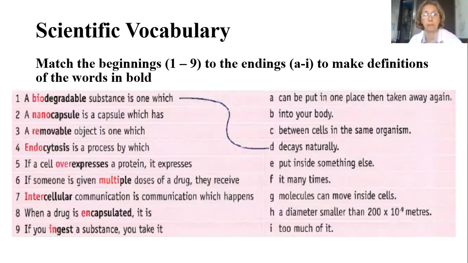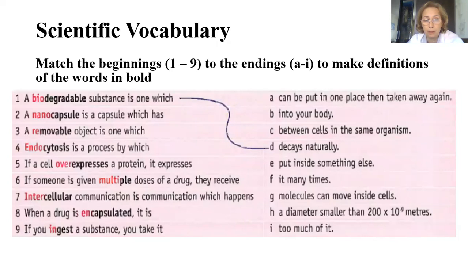The next one, Aidana. When a drug is encapsulated, it is... so maybe it's I, but I'm not sure. I don't think so. No, we've used I already. Okay. E. Yes, can be put in one place and taken away again. No, this is E, put inside something else.